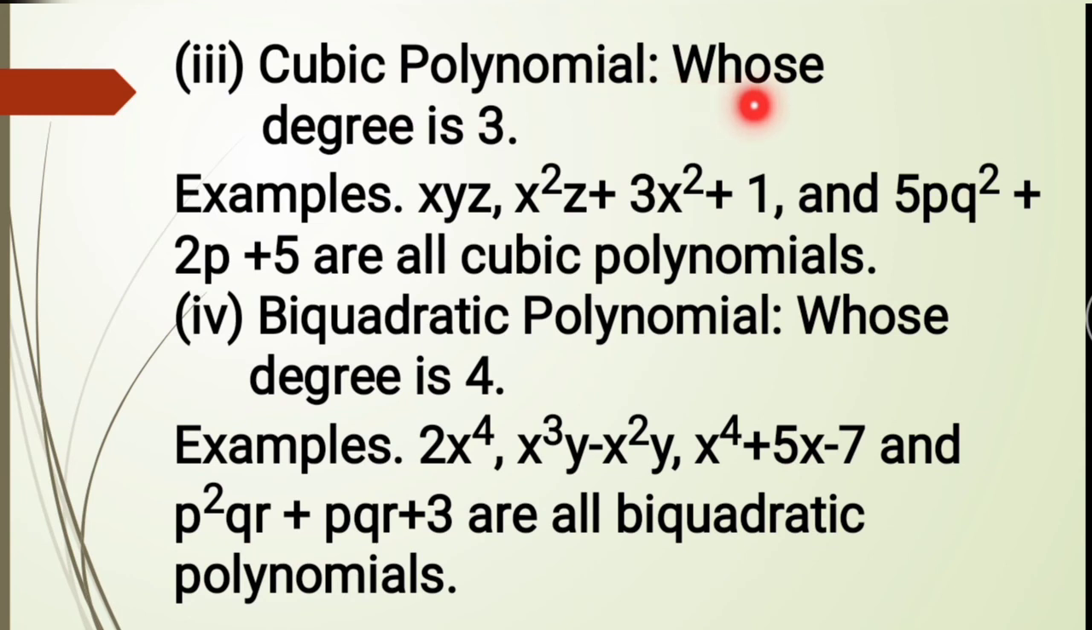Cubic polynomials, whose degree is 3. Examples: all these examples have degree 3. Biquadratic polynomials, whose degree is 4. Examples: all these examples have the highest degree of the polynomial 4. Therefore, they are called biquadratic polynomials.